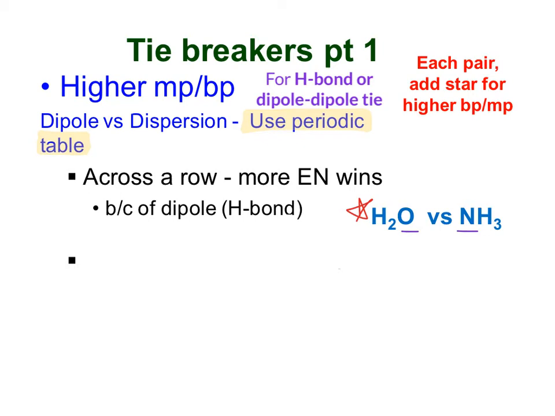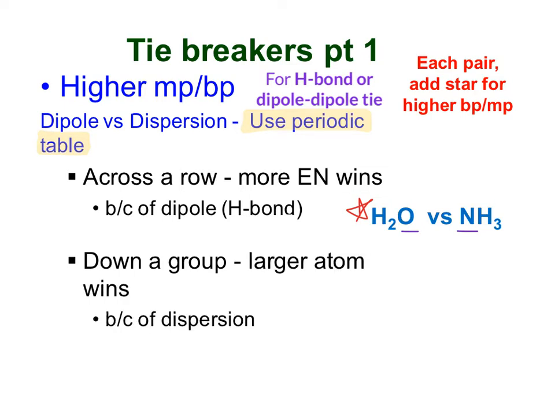The other situation we can have is if we're going down a group on the periodic table. In that case, the larger atom is going to win, and that's because of dispersion forces. I should say that size increases as you go down the periodic table, because for each row of the periodic table, you're actually adding an extra electron shell. So because we're adding a whole shell of electrons on the outside of what we had before, that's going to be a lot larger. So the larger surface area is going to cause it to be able to be attracted that way, and that's going to be the difference.